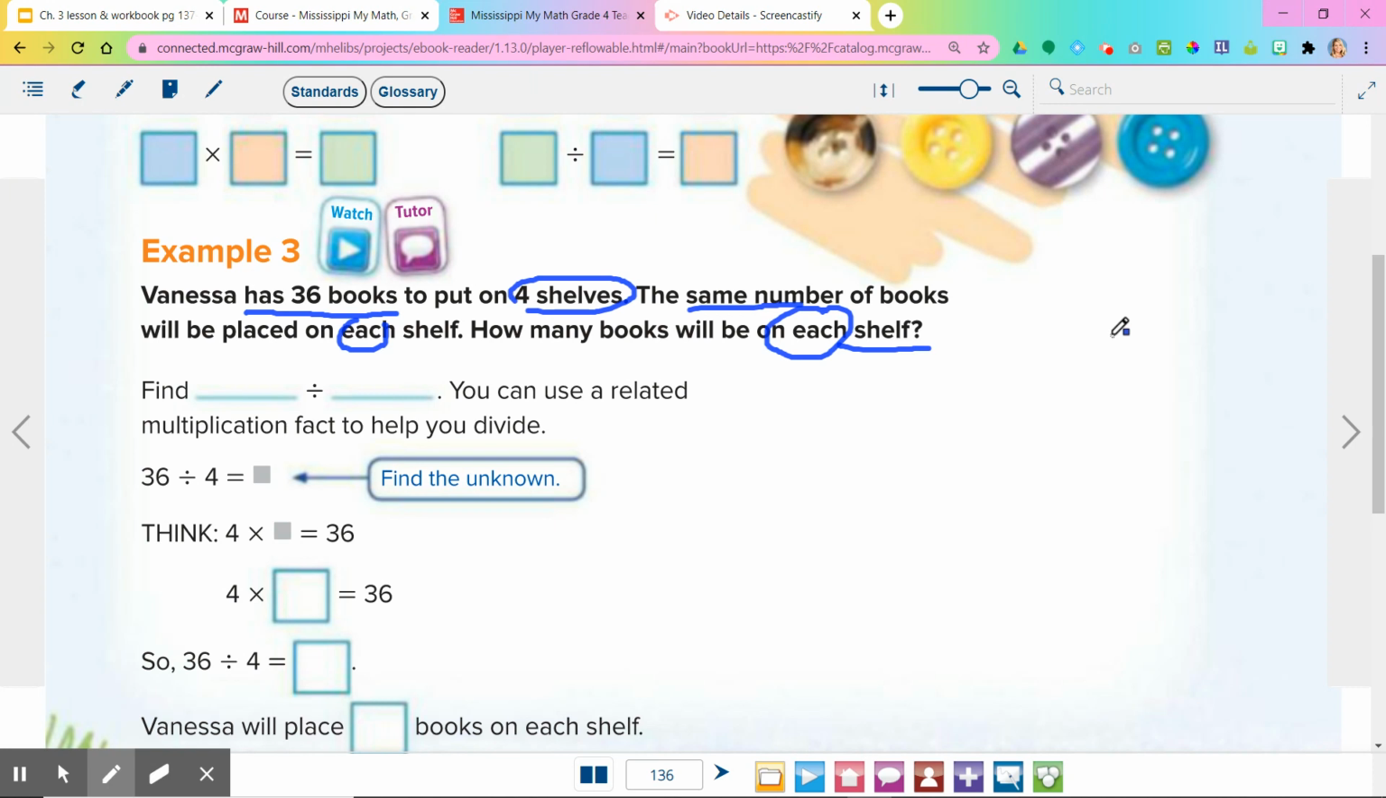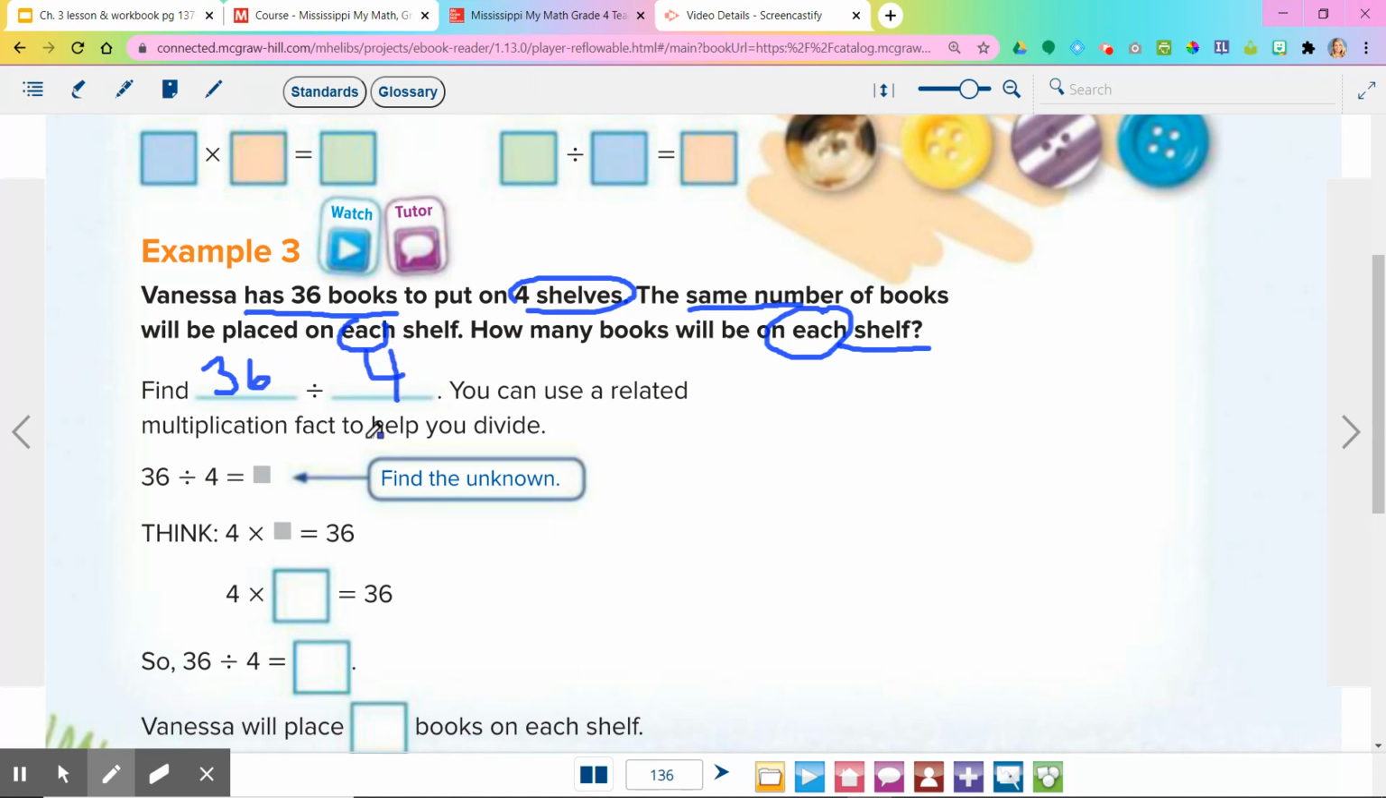Now think about this. We know Vanessa's total. We know that she's taking 36 books and she's putting them on 4 shelves. So if we know the total and we're dividing up these books on each shelf, we know our numbers here aren't going to get bigger. So we know we cannot multiply and we cannot add. So now we're thinking about either subtracting or dividing. So if I have 36 books and I'm putting them into groups of 4, I've got to put books on each shelf. That means that I need to divide 36 books by 4 shelves.